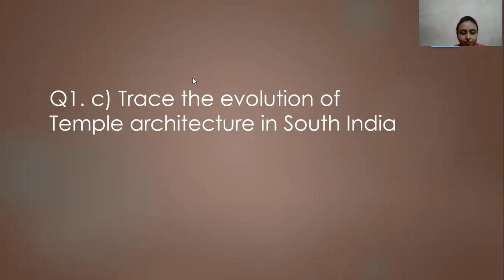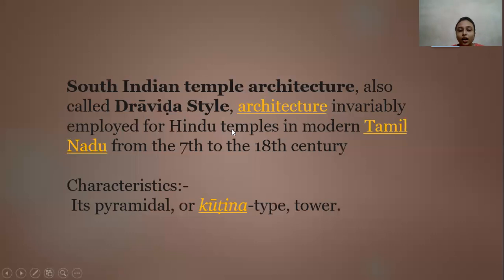So as you can see, the first question, that is question 1C, is: trace the evolution of temple architecture in South India. Now, you already know that temple architecture in South India has great importance. If you have visited South India, you must have seen that the temples are of a different kind altogether. The South Indian temple architecture style is called the Dravidian style, or Dravida style also, you can say that.